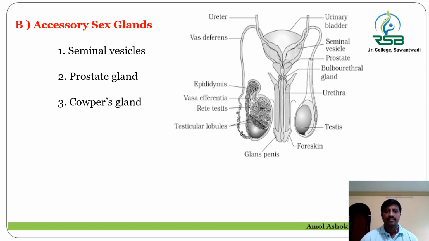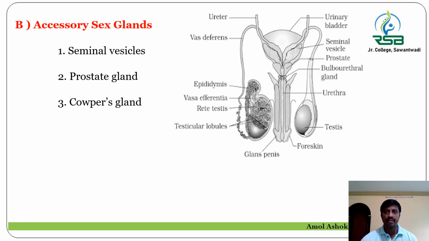The accessory sex glands are of three types. As the name itself indicates, they play an accessory role in human reproduction. They are associated with the human male reproductive system, and these glands play a significant role in transferring the secretions from one part of the reproductive system to another part.